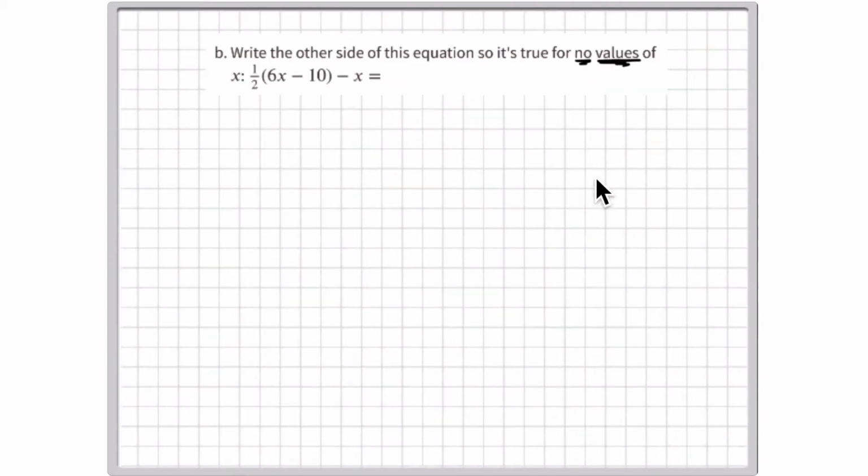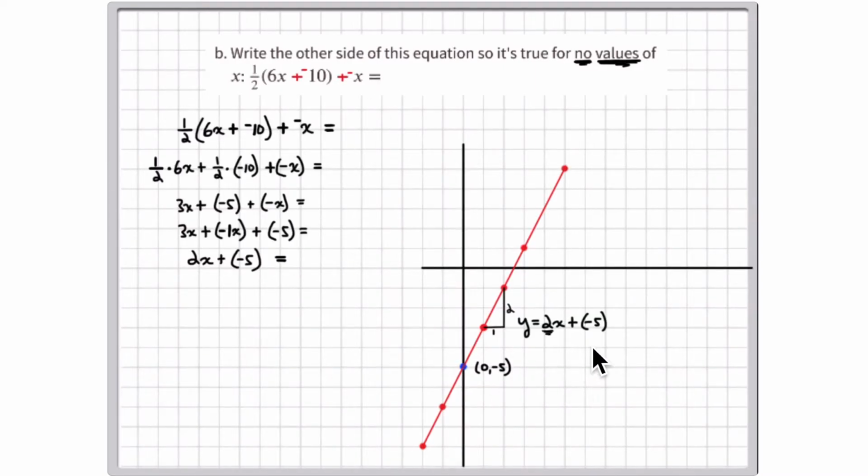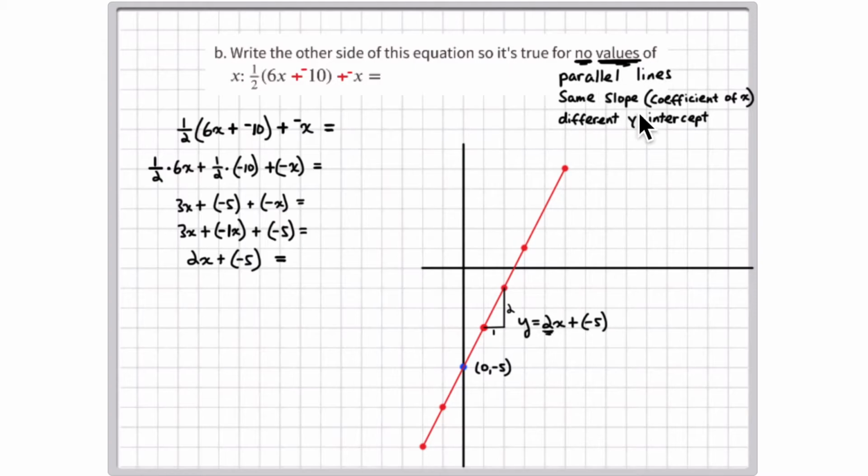Okay, now what happens if we change it so that there are no values of x that will make this equation true? So this is what we had before. Now if I just change the y-intercept of this line, so I just move this either up or down, but make it parallel, it will never intersect. There will never be a value of x that will make the equation true. So parallel lines means it has the same slope, which is the coefficient of x. It's going to have the same slope, but a different y-intercept. So I can choose any value out here that I want, and I'm going to get a parallel line. It's just going to cross this y-axis at a different place.